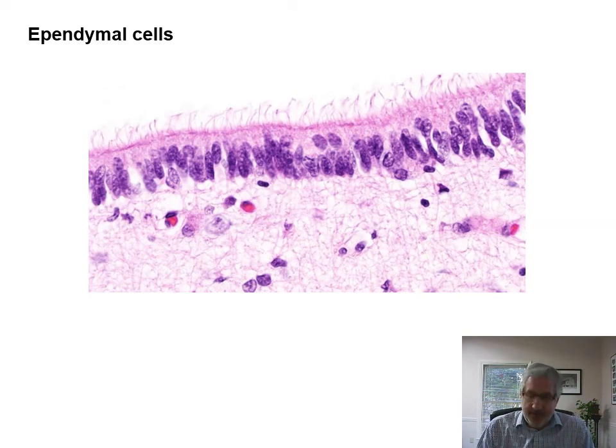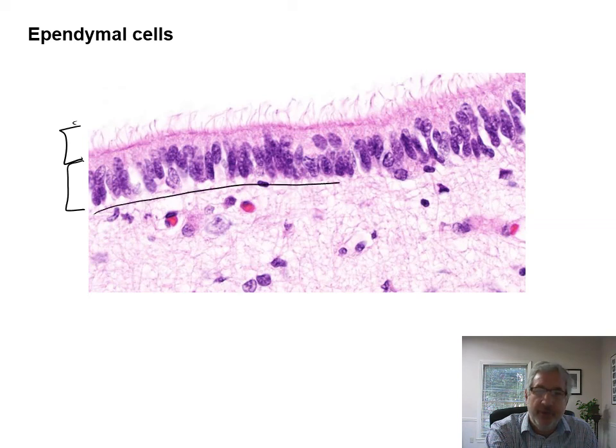Next slide. So here's a cross-section through ependymal cells, and you can see they're cuboidal, maybe columnar shaped. And you have the cilia up on top up there. So here's your cilia, and here's your cell, and then there's a membrane along the bottom, and then this is all going to be neural tissue down here.